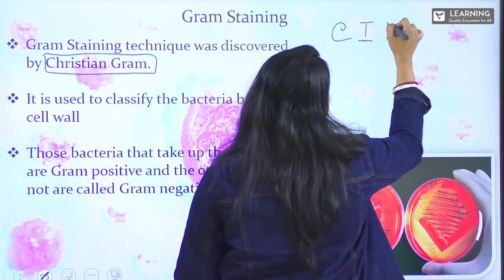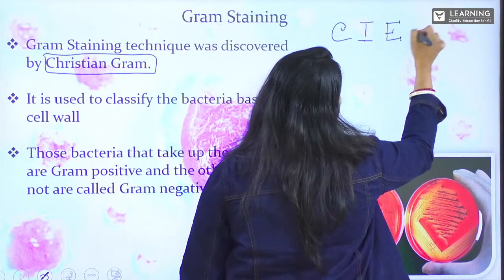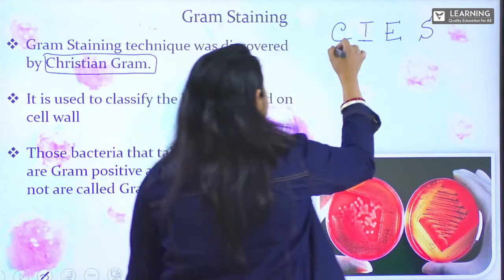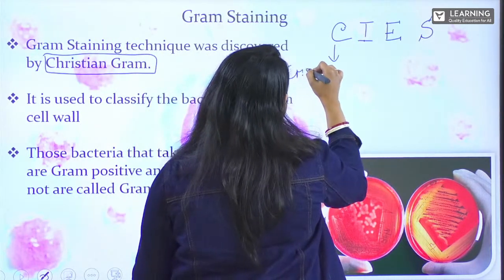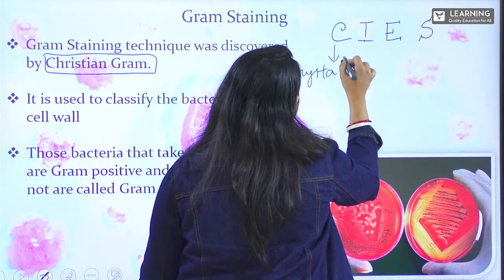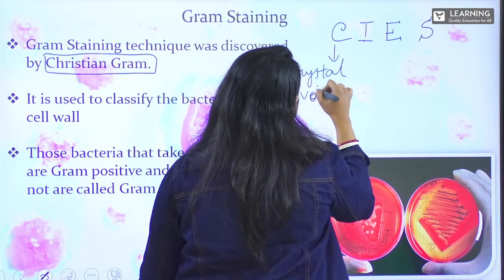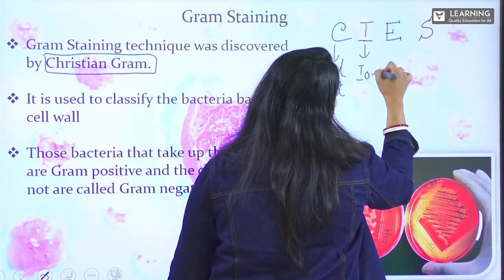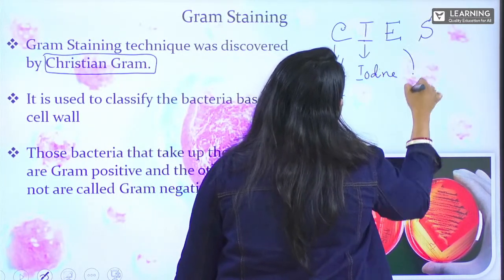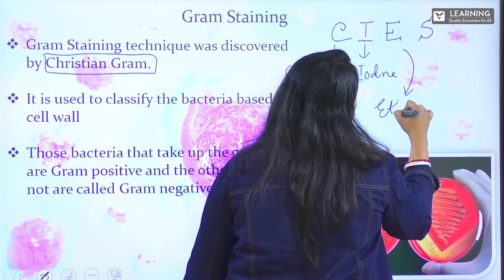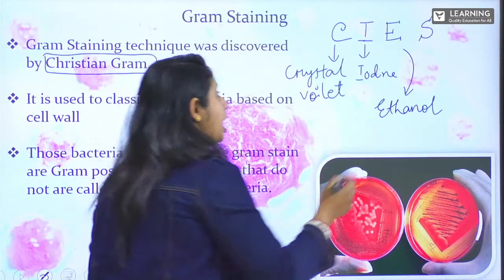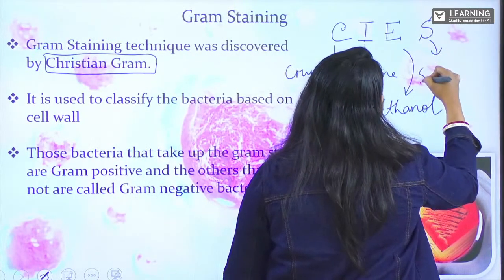Okay, and he has used ethanol, and he has used what? Safranin. Okay, CIES. So C represents the crystal violet stain. Then I represents iodine solution. Then E represents the ethanol, which is the alcohol we need for washing it. And S represents the safranin.